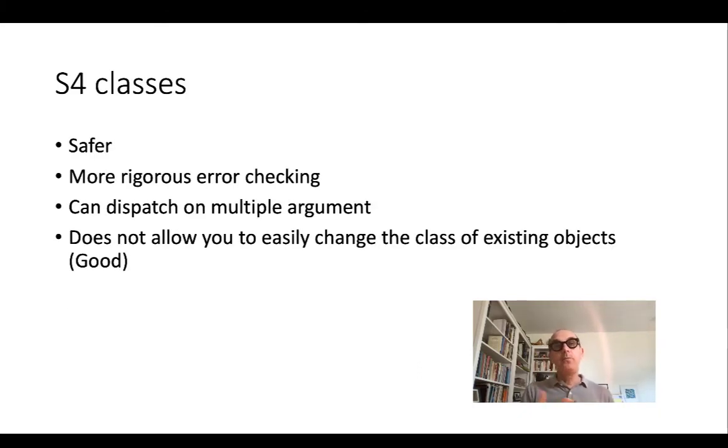In comparison, S4 is a little bit safer. It checks more for us if we have errors, and it is dispatched on multiple arguments, which might be a good thing, or on the other hand might be a bad thing. I know I'm contradicting myself, but you will see that in the textbook example. It does not allow us to easily change the class of an existing object, which might be a good thing.